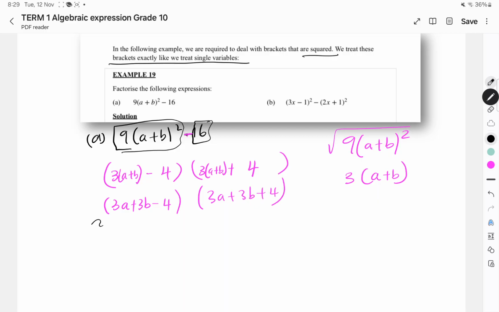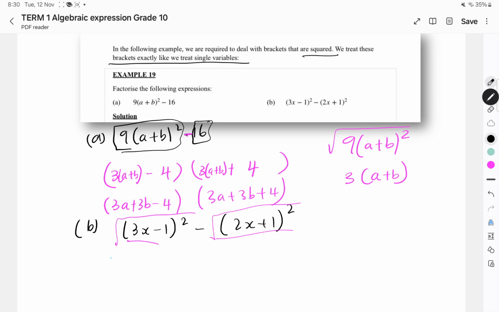That becomes your answer. Number B, I'm having (3x minus 1) squared minus (2x plus 1) squared. Do I have a common factor? No. Can I change the signs? No. But I look at the terms. I'm only having two terms. So I check: can this be difference of two squares? Yes. This is a square. This is also a square. So I can put the square root of this one, then the square root of this one.